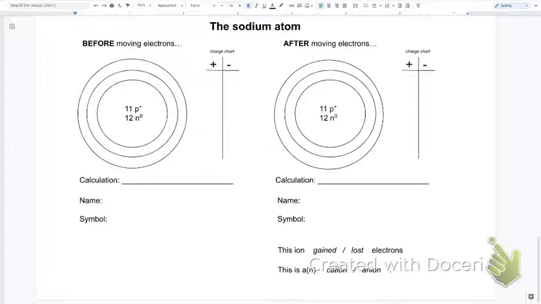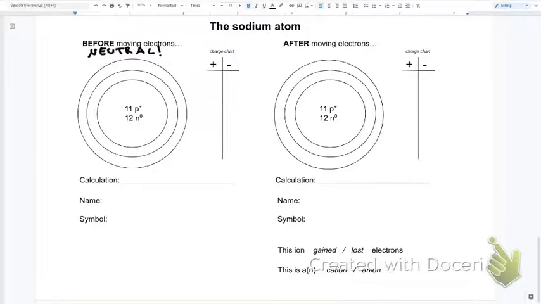So you can see here, I have an atom of sodium. I haven't drawn in any of the electrons yet, but you can see that my nucleus has 11 protons and 12 neutrons. And before we move those electrons, we are electronically neutral. That is because we have a freshly picked sodium atom from the periodic table, and we know that they are going to be neutral. What causes them to be neutral is to have the same number of protons as they do electrons. So if we have 11 protons, that means we also need to have 11 electrons.